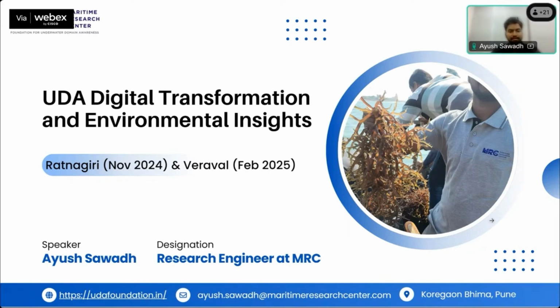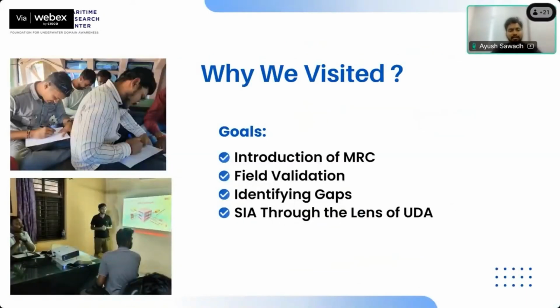We at MRC are committed to supporting coastal communities through sustainable solutions, and these visits gave us first-hand insights into their lives and challenges, from roping seaweed with the women in Guhagar to reseeding tube nets near the Somnath temple. We learned a lot about what works and what doesn't on the ground. So let's start with why we visited Ratnagiri and Veraval. Our main goal was to understand the real challenges coastal communities face in their livelihood, especially in seaweed farming and fishing. We wanted to see how technology like our UDA tool could make aquaculture more sustainable and to build partnerships with local groups for long-term impact.